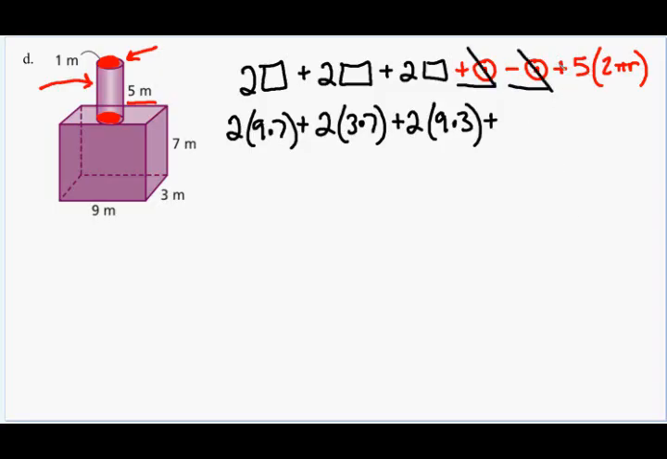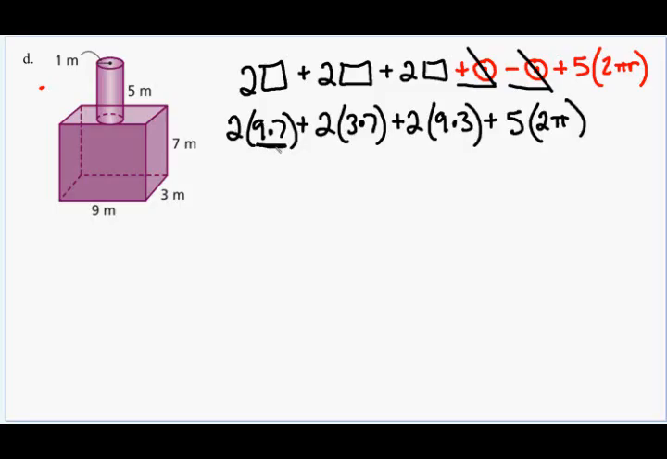And now our last piece is the side of that Pringles can. That's going to be 5 times 2 times pi times r. The radius is 1 meter. 2 times pi times 1. I'm not even going to write it in there.